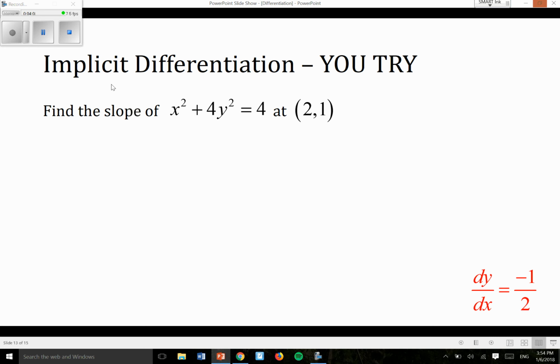And there you go, you should have gotten dy/dx equals negative 1/2. Again, on this one, you have to plug in your point, x and y, and evaluate dy/dx. Doesn't matter when you plug that point in. You can do it before you solve for dy/dx or after you've already solved. You do have to wait until after you've differentiated, though.